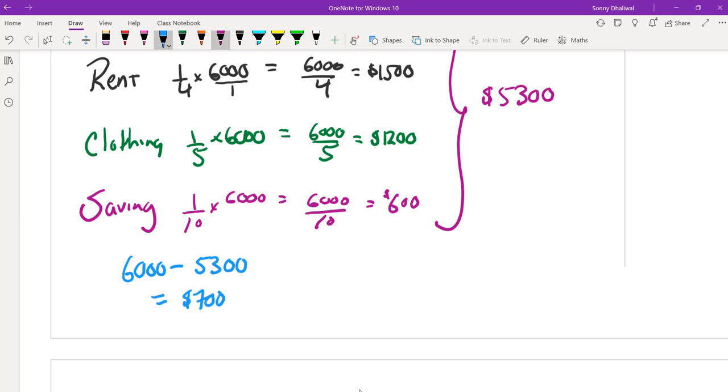So word problems. Give a statement. Right? Amount left over is $700.